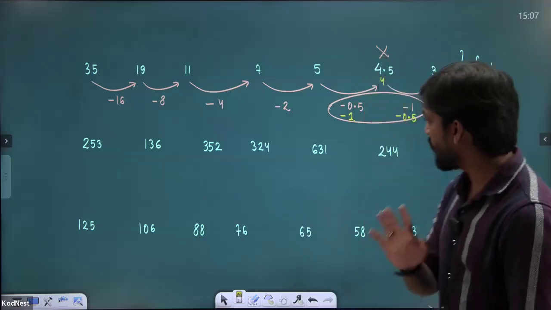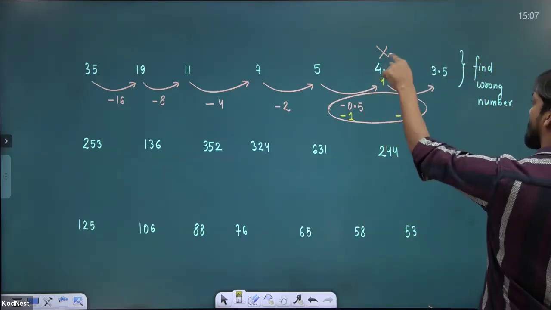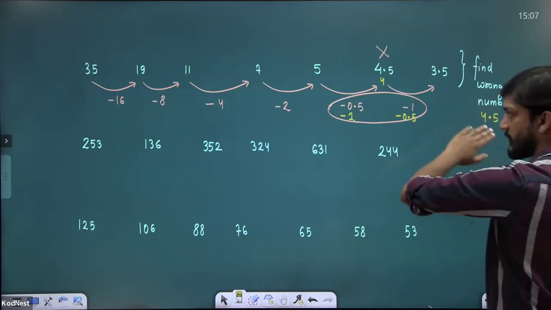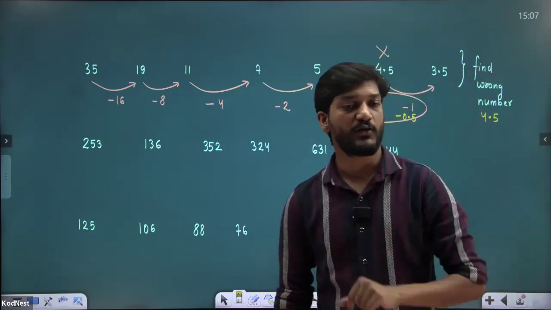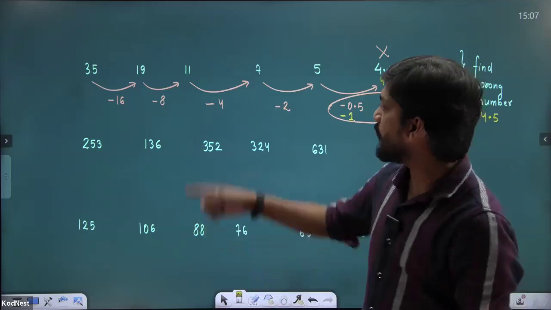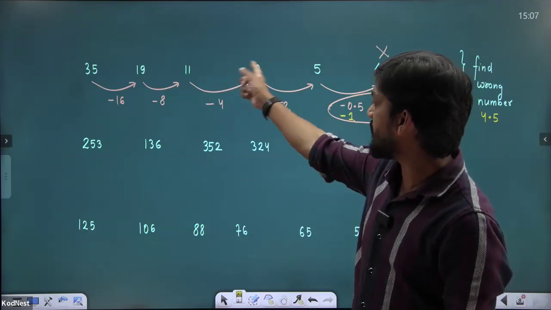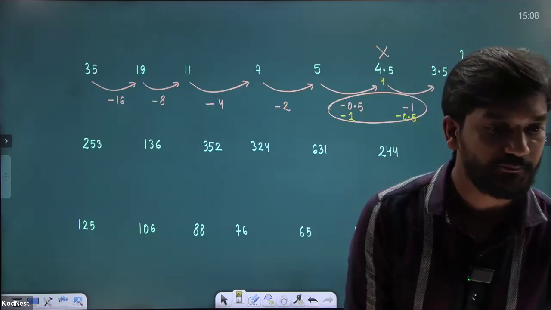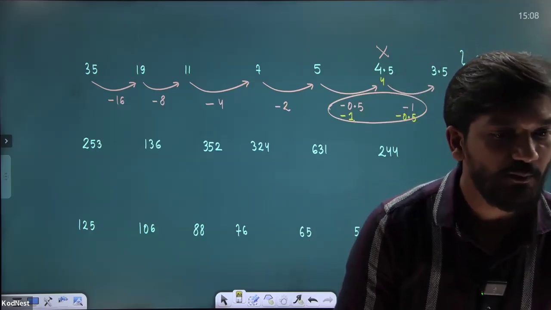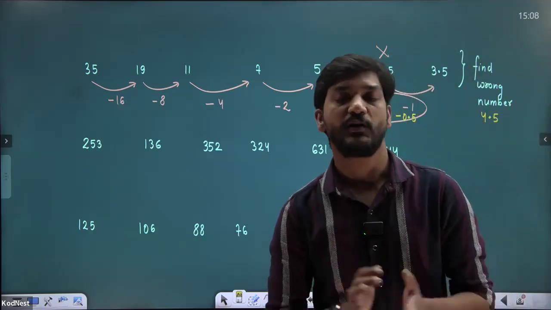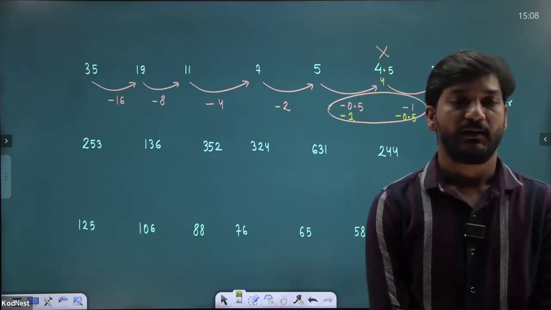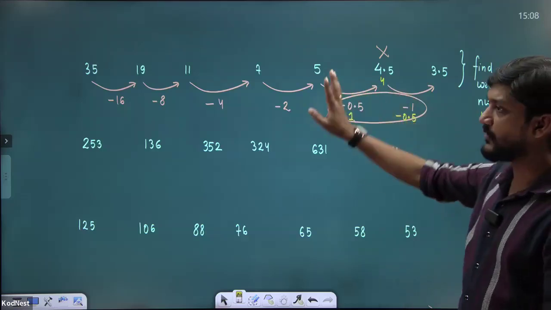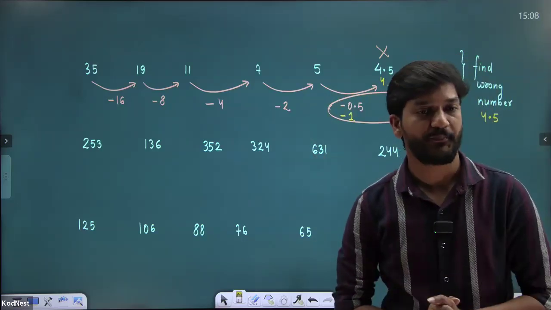Final answer will come out, whatever you think. This 4.5 is the wrong number. Whatever way you think. Okay, this is one way. Two ways you have told. That is 19 into 2 minus 3, 11 into 2 minus 3, 7 into 2 minus 3. That also is right. And second one is divide by 2 plus 1.5. That also is working. Okay. Yes, this approach contains the integers. So that's why this is okay. This is better.